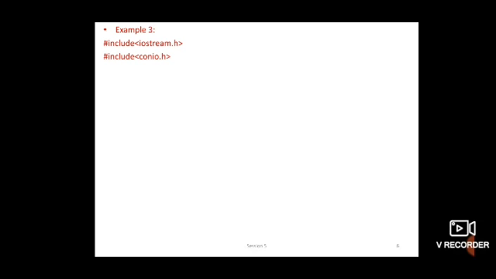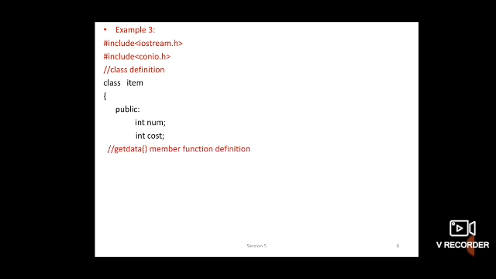Same program. See the class definition, class declared atom. In atom, public is declared. Under the public access specifier, two variables are declared, num and cost. Get data member function is defined. So see here, void get data. Now here no arguments or variables are declared, just write open and close bracket.